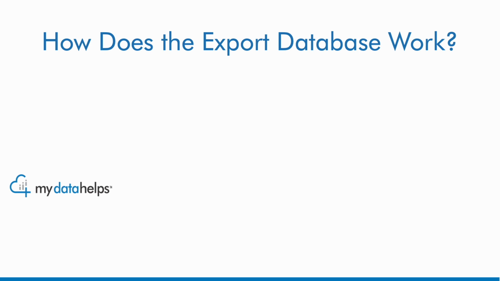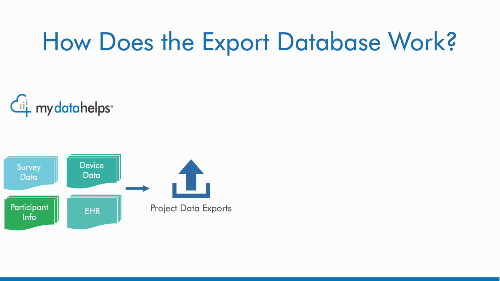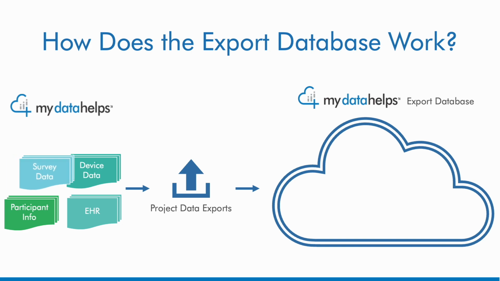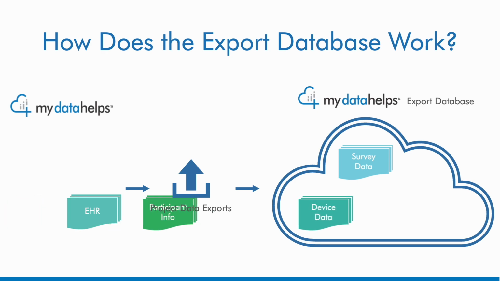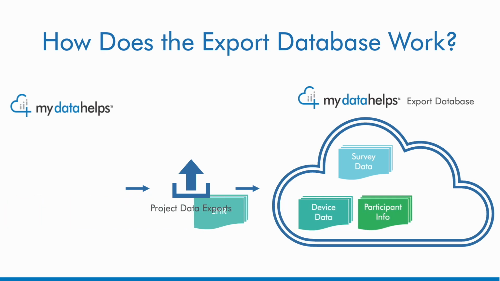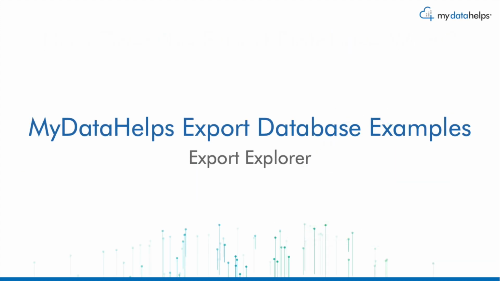Here's how the MyDataHelps Export Database works. The export database has a table for each type of export file that is configured for export from a project. Each time a differential or complete file is generated from MyDataHelps, that file is picked up by the export database. Any data in the export database that exists in the file is updated. New data from the file is added to the related table. In using this approach, the export database consolidates all data from all export files into a single, always up-to-date data store.